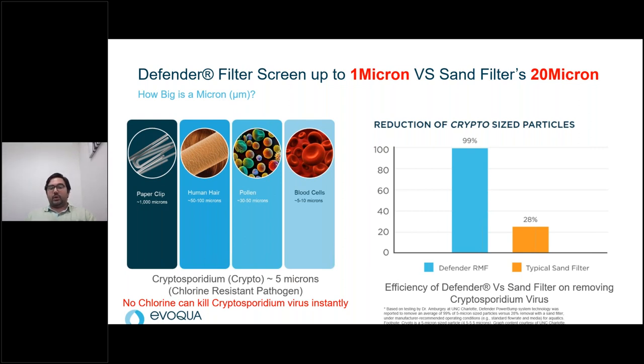So on the right is the efficiency of the filtration at 5 micron size particles, which is done by University of North Carolina that validates our performance. Based on the chart, we can see 99% efficiency that Defender can filter 5 micron size Cryptosporidium virus compared to a typical sand filter at 28% efficiency.